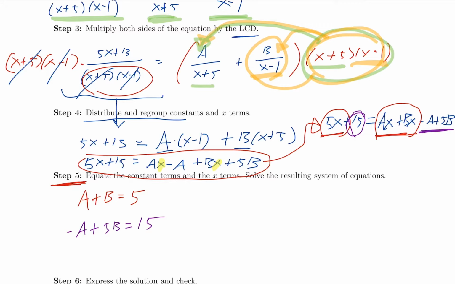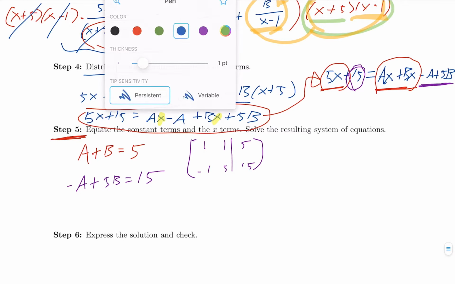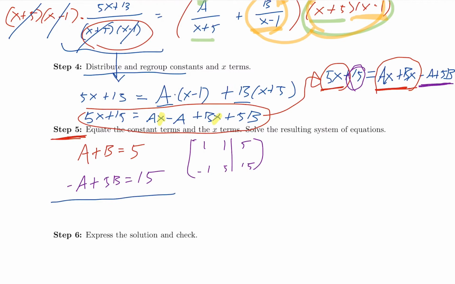So we have two equations. Using the systems of linear equations solving method, we can solve for A and B. We can use a matrix, which will be 1, 1, 5, negative 1, 5, 13. We can use a matrix to solve it, or we can also just do systems of linear equations. You can choose at this point. This one happens to be a little simpler with regular elimination, because we can just add, since we have A and minus A. So if you add, I get 6B.